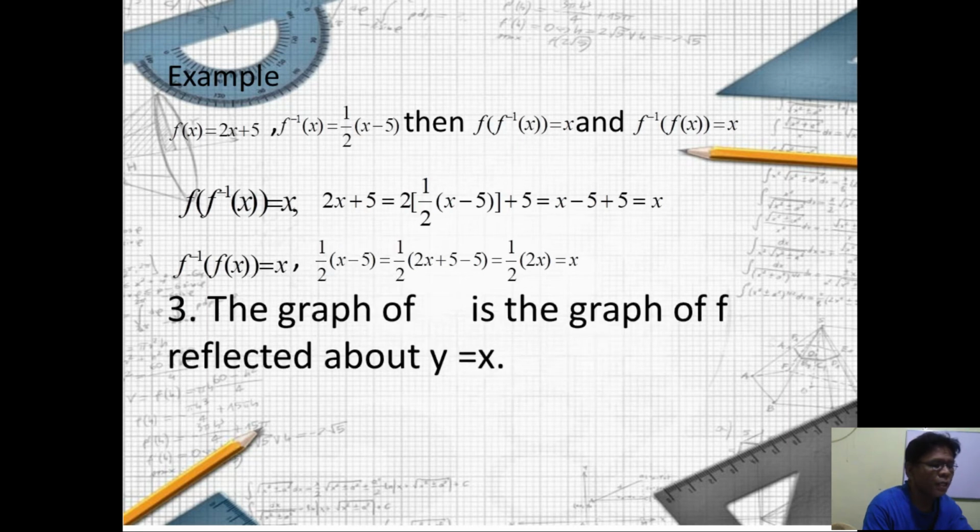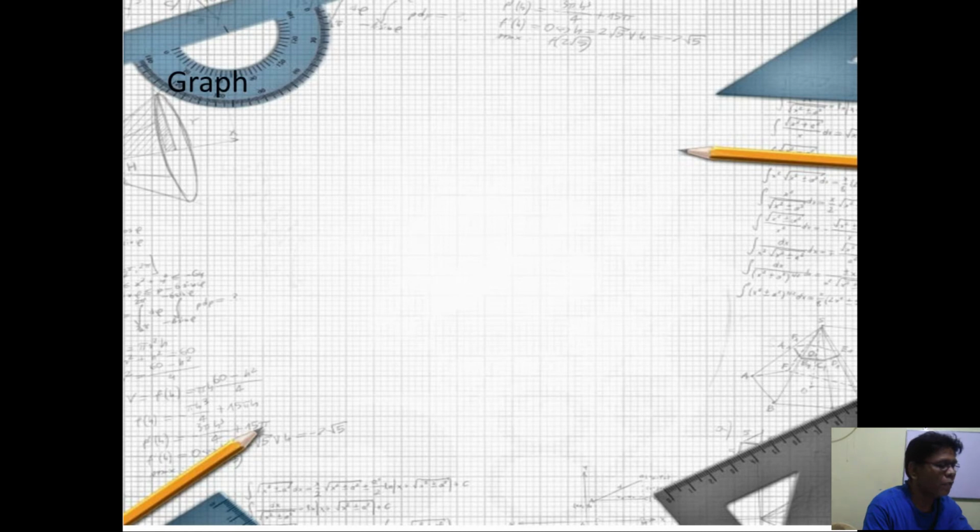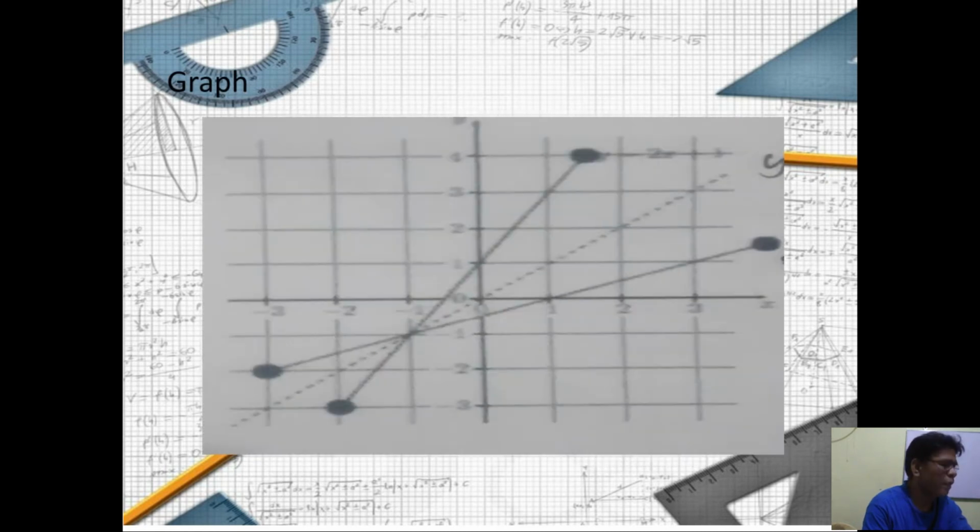Okay, number 3, the graph of f inverse is the graph of f reflected about y = x. This is the example. This graph is f of x, f(x) = 2x + 5, and this is the graph also of f inverse, (x - 5)/2, and this is the line y = x.